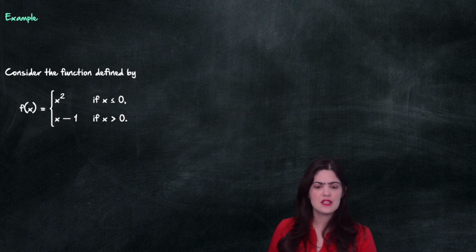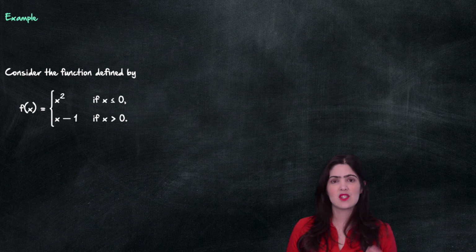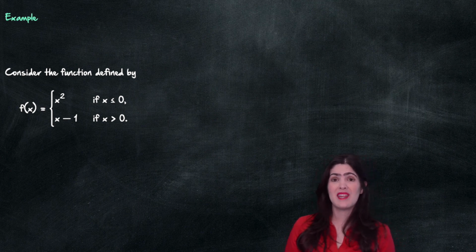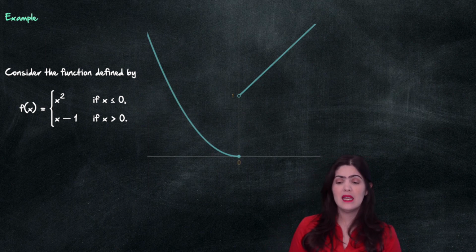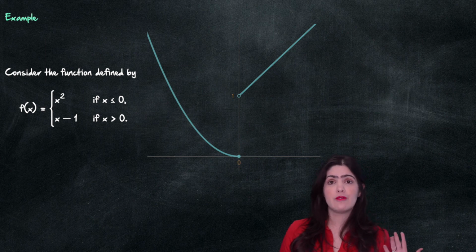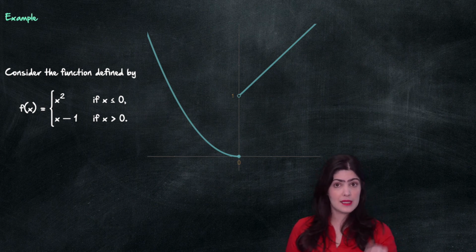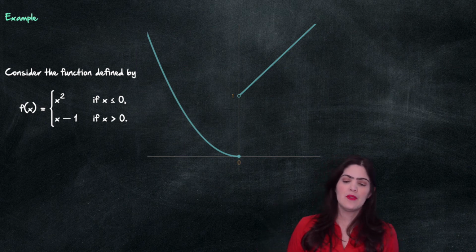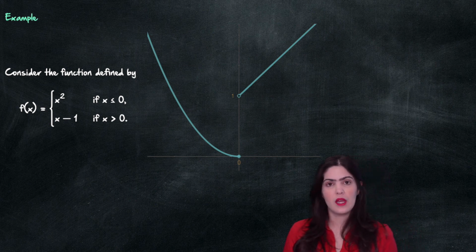So we're going to consider this function. It's a function defined piecewise, and it's going to be x squared if x is less than or equal to 0, and x minus 1 if x is strictly greater than 0. And here we have the graph of the function. So it looks like a parabola for values that are less than or equal to 0, and then we have a straight line.